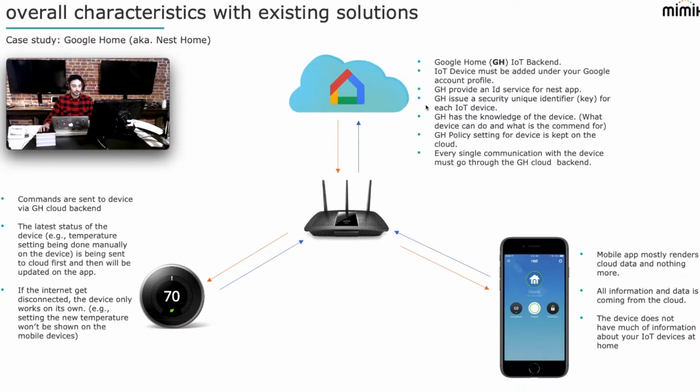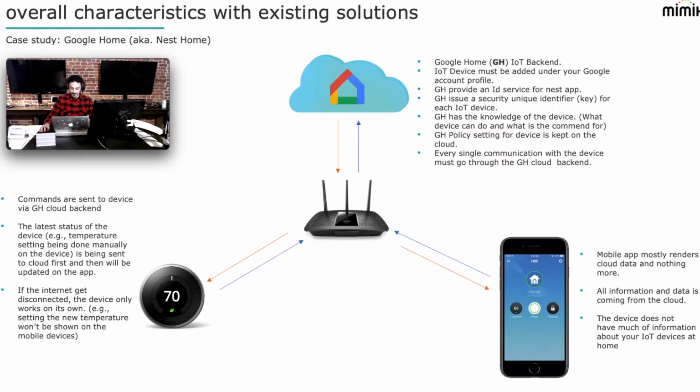So we'll look at the Google Cloud first. Google Home IoT backend is where all the processing takes place. Firstly, any user with an IoT device must register to their account and profile. After successful registration, Google Cloud will create an ID service for the device or devices and issue them unique IDs. After this, Google Cloud now has knowledge of the device or devices. For example, device capabilities, how to discover it, how to connect to it, and how to communicate with it. Google Cloud sets, manages, and stores device policies and settings.